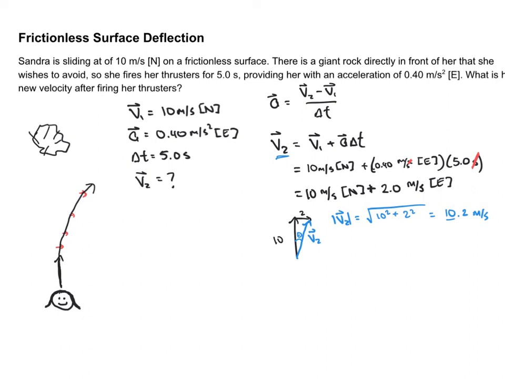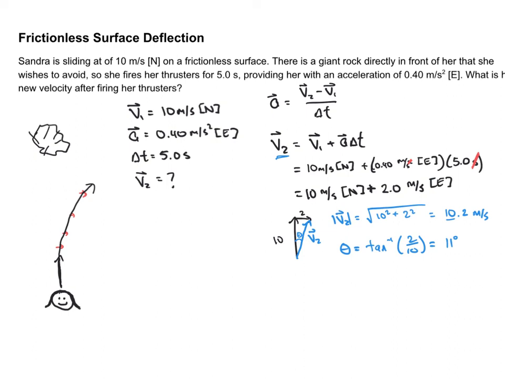The important aspect is that Sandra avoids the rock, which means that hopefully she's not going north anymore, but she's been able to change her direction. So theta will be tan inverse of 2 over 10. So let's hope this is some non-insignificant angle so that she can avoid this rock. And I'm getting 11 degrees here. Yeah, so hopefully that's a big enough angle. She doesn't hit the rock.